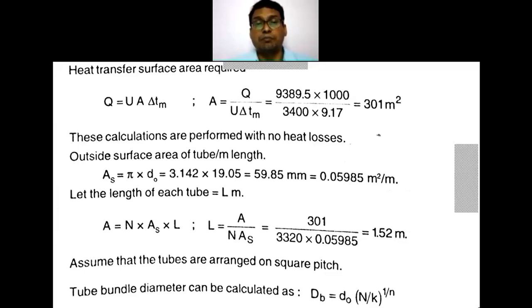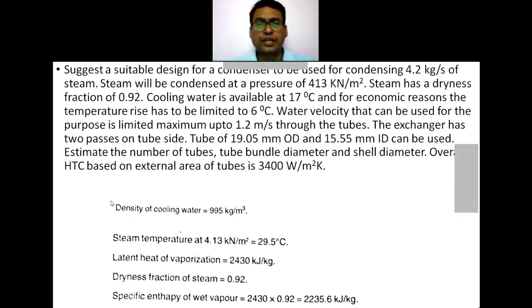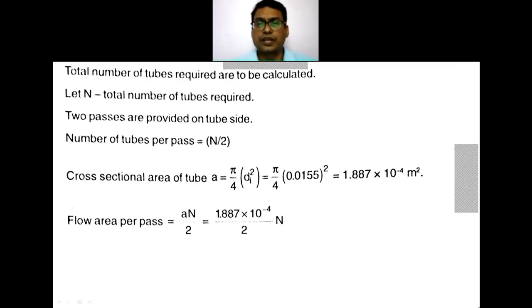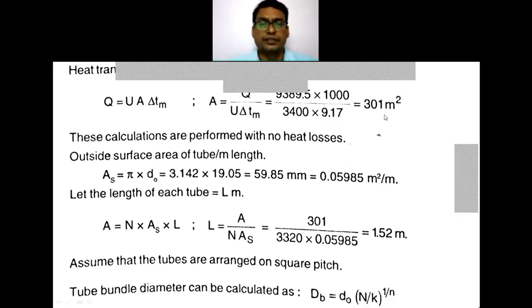However, when it is condensing steam with water on the other side, the heat transfer coefficient is around 5000 or so. So from past experience, the overall heat transfer coefficient is assumed to be 3400 watts per meter square Kelvin, based on the external area of the tubes. And delta Tm, the log mean temperature difference, is 9.17. So this much area you will get.